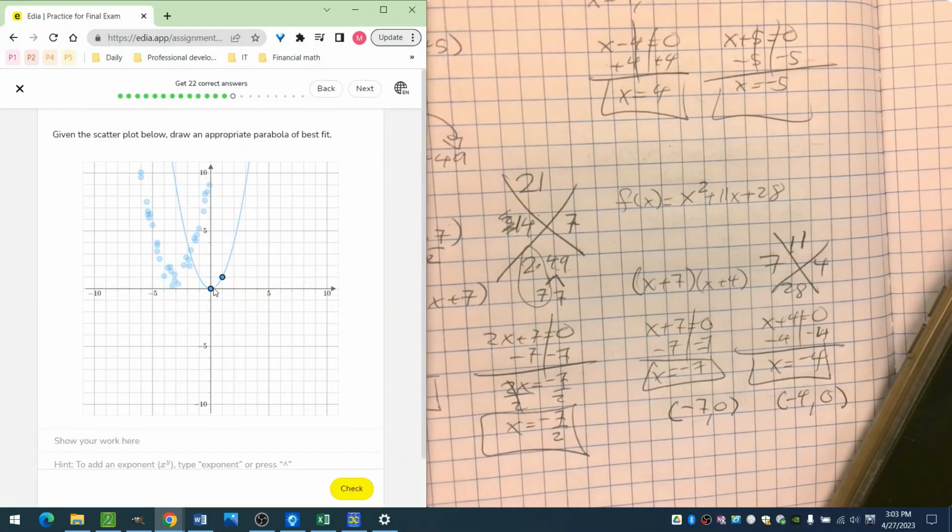This one's super easy. You're just going to move this to match the curve. Looks pretty good to me. That's too low. Yep, that's as good as it gets.